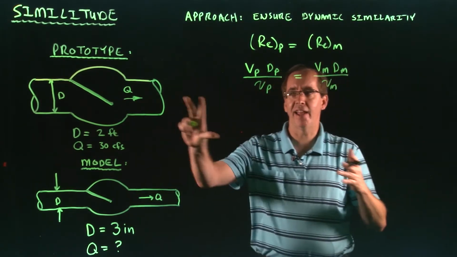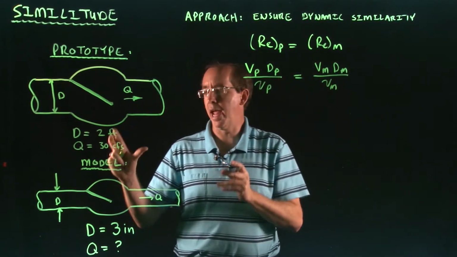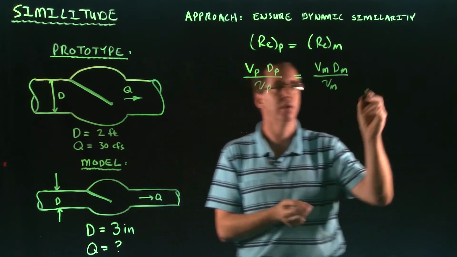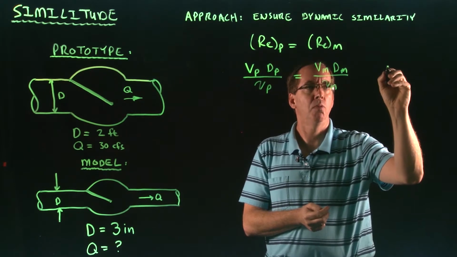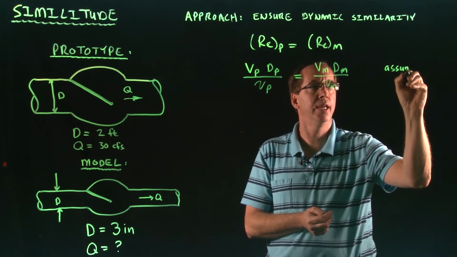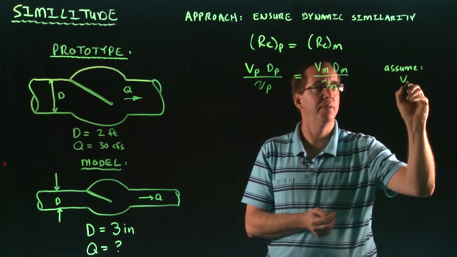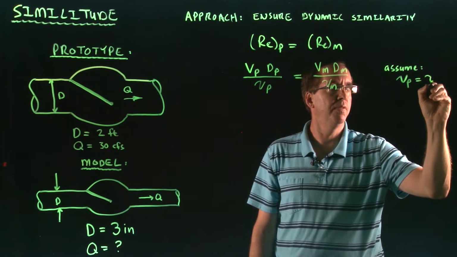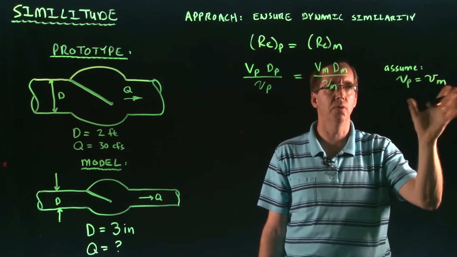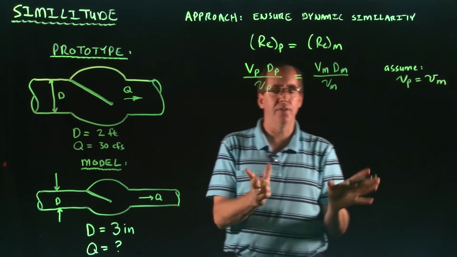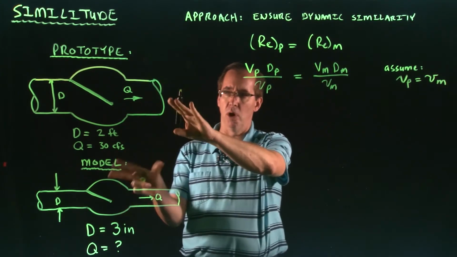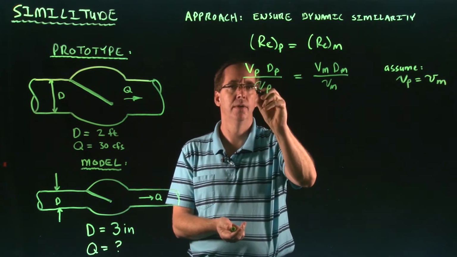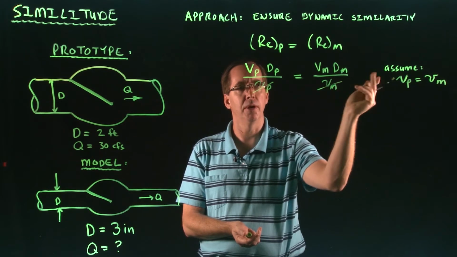Now, I didn't really state it here, but in this application, we're going to have water going through both scenarios, right? And we're going to assume that it's at the same temperature. So we're going to assume that the viscosity of the prototype, the dynamic viscosity, is equal to the dynamic viscosity of the water going through the model, which again is a realistic assumption because we're using water flow in both applications, assuming it's at room temperature. Okay, so that would eliminate these 2 terms here.